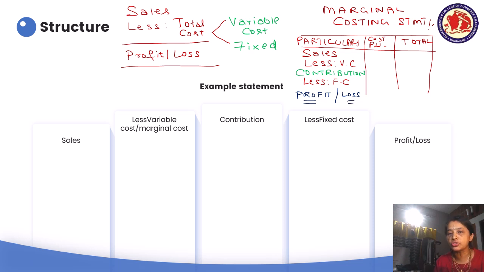If your contribution is equal to fixed cost, then that is called the break-even point, which we will discuss later on. So this is your popular marginal costing statement which you need to memorize. See, marginal costing is all about memorizing the different formulas. You just take all the formulas, use them in the problem, substitute, and then find out whatever is being asked in the question.